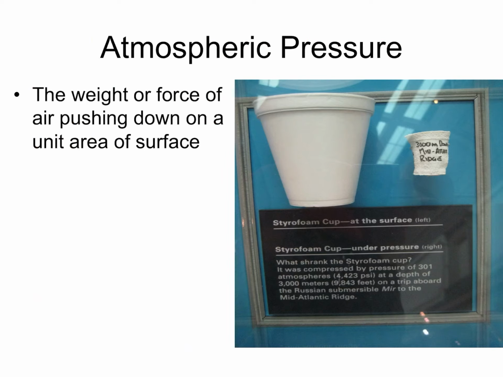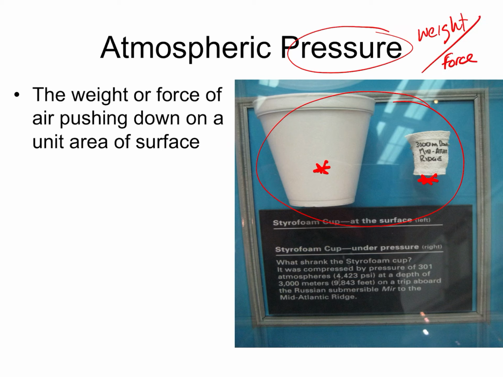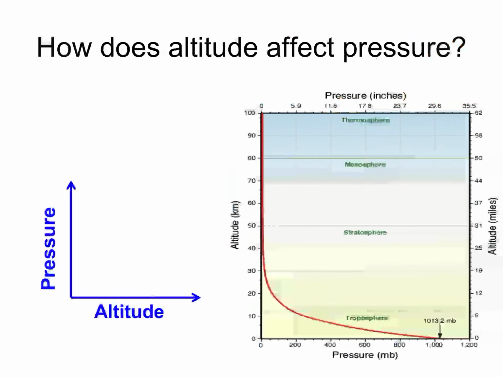So what is atmospheric pressure? This is the weight of the air pushing down on you. This is an example of water pressure. You go in a submarine, you go underwater, deep, deep, deep to the mid-Atlantic ridge. What's going to happen? All that water pressure is going to crunch in, and that took this styrofoam cup and turned it into this. Same thing as when you're going from the top of a mountain climbing down. There's going to be more air on top of you, and that is atmospheric pressure. Think of pressure as weight or force. So what is the weight of the atmosphere?